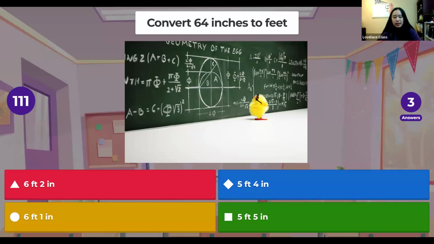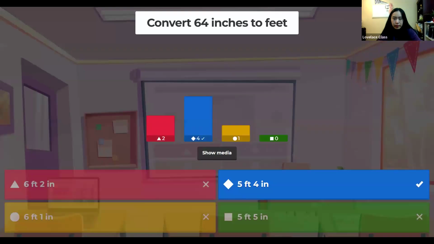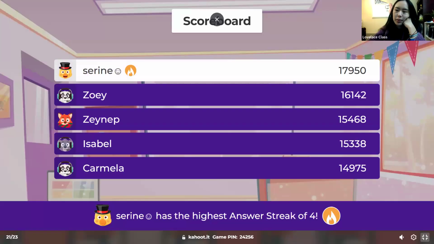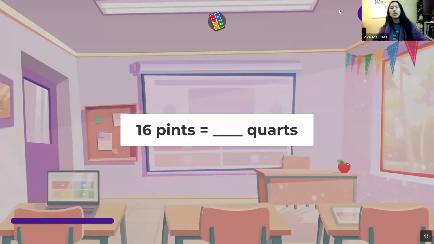Convert. Okay, good job. Yeah. So 64 inches to feet. Well, we know that 12 times 5 equals 60, right? So we're gonna have 4 leftover inches. So that's 5 feet 4 inches. Good job. Almost done. 2 more questions.